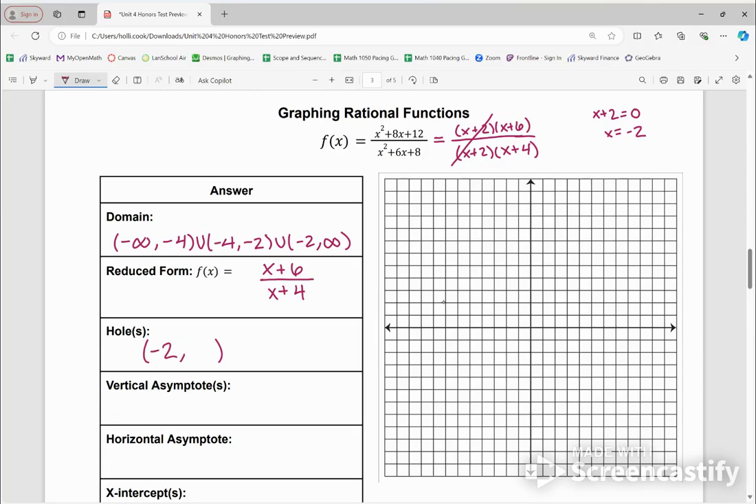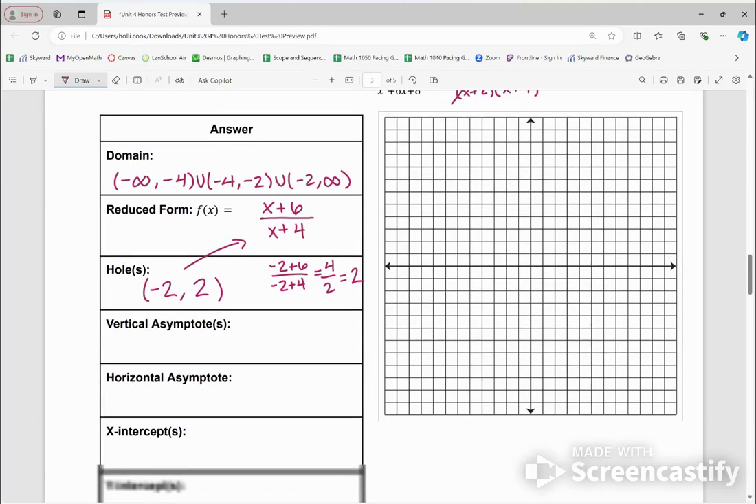Now to find the y value, we plug -2 into our reduced form. So I'm going to go -2 plus 6 over -2 plus 4. Okay, -2 plus 6, that's 4, over -2 plus 4 is 2, and 4 divided by 2 is 2. So we have -2, 2. And since the only one we crossed off was our -2, that's our only hole.